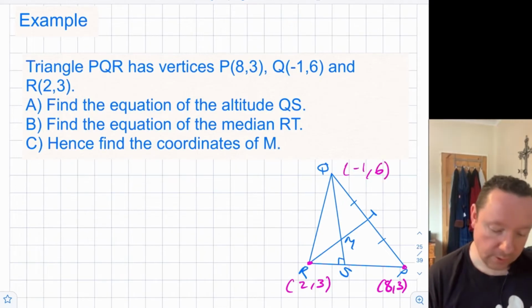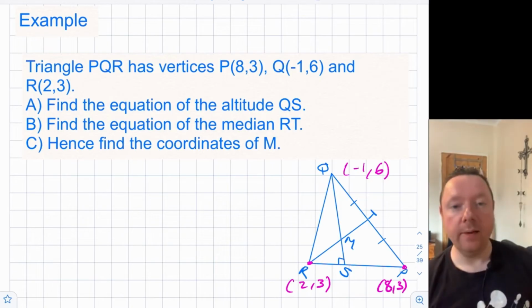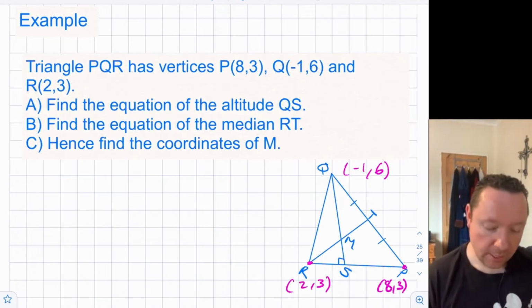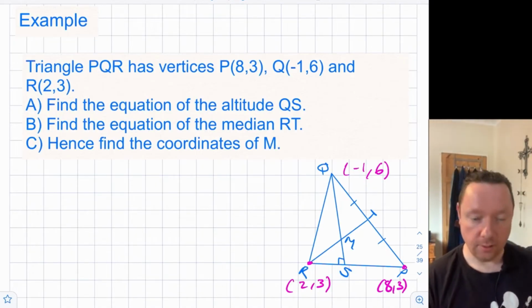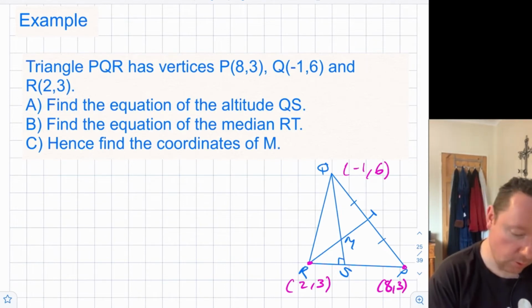It's accurate enough that we can see this is a horizontal line. We can tell straight away it's a horizontal line just by looking at the coordinates. Notice the y coordinate is the same in each, so it must be a horizontal line, because y is equal to 3 in each case. But we can work out our gradient anyway. So let's start off with part A, find the equation of the altitude QS. So we need the gradient between R and P.